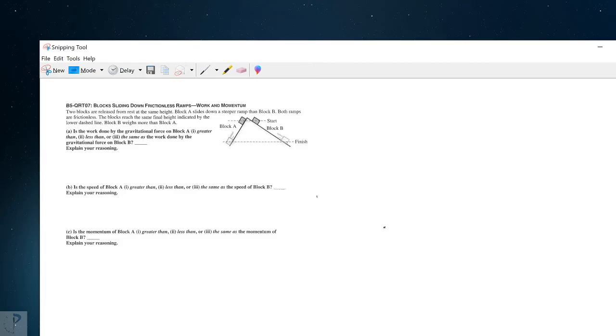Two blocks are released from rest at the same height. Block A slides down a steeper ramp than block B. Both ramps are frictionless. The blocks reach the same final height indicated by the lower dashed line. Right. Block B weighs more than block A. Ooh, that's kind of important.